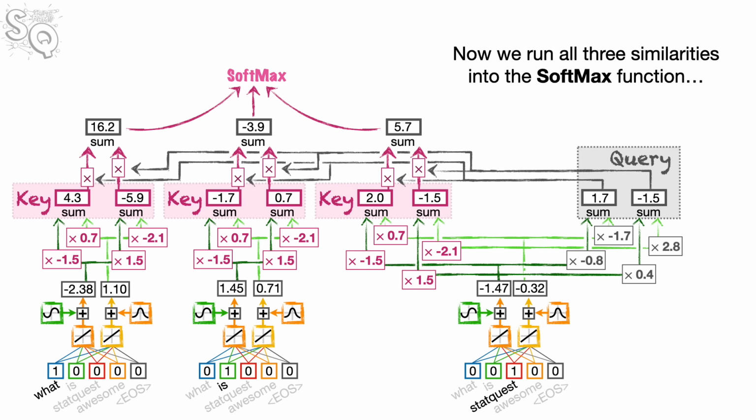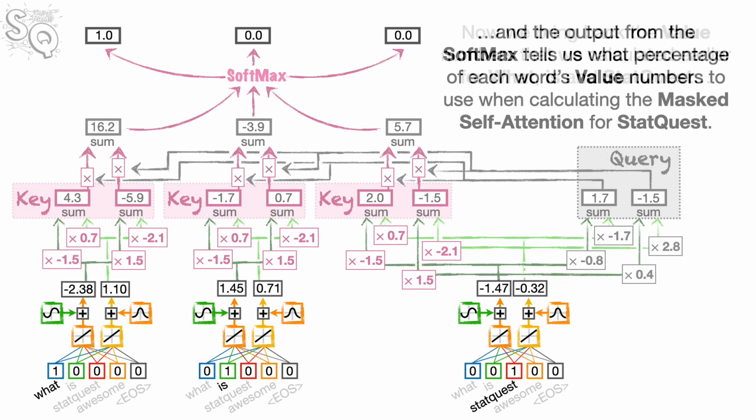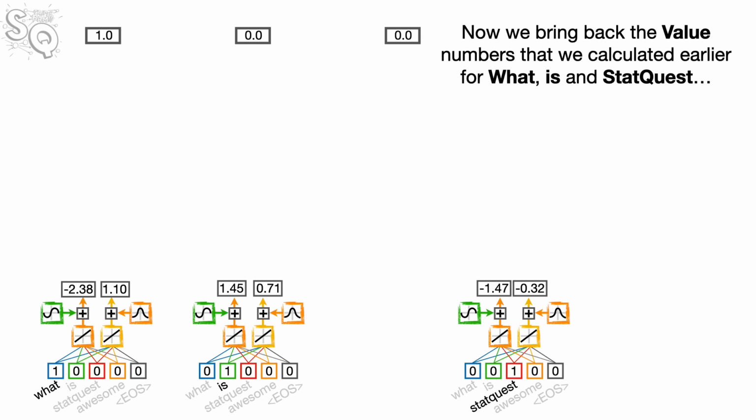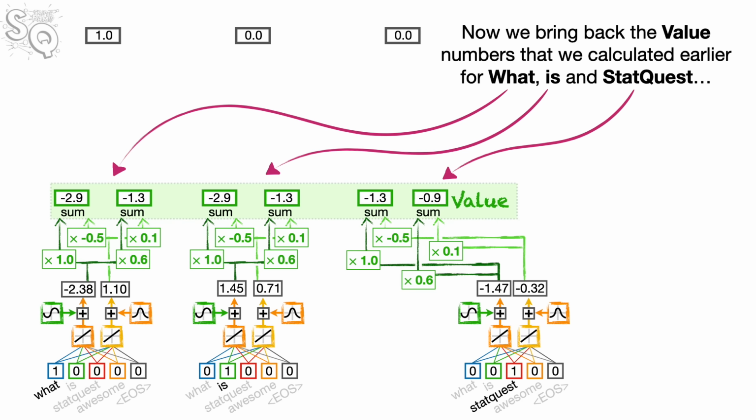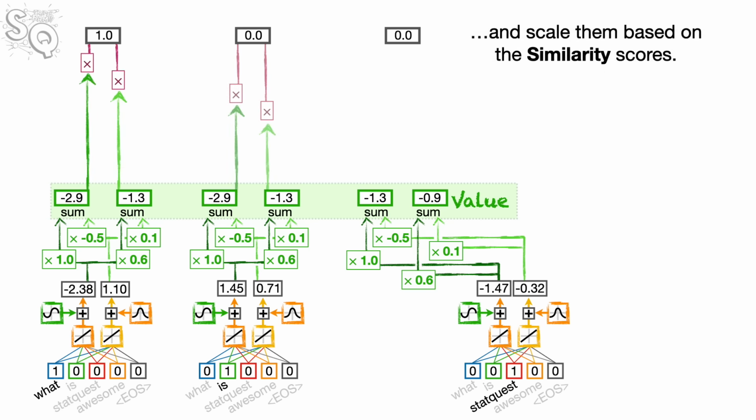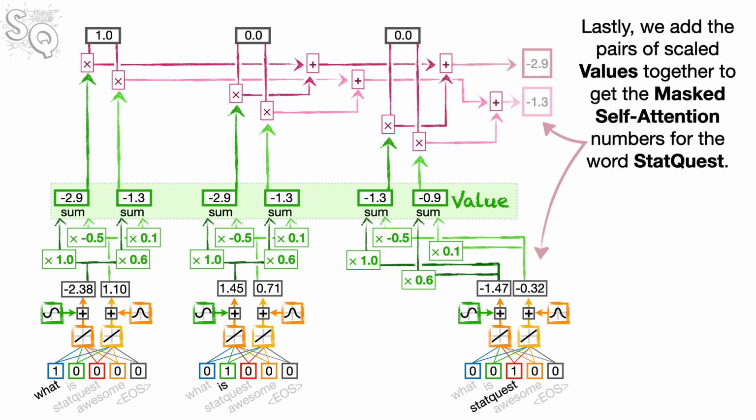Now we run all three similarities into the SoftMax function, and the output from the SoftMax tells us what percentage of each word's value numbers to use when calculating the masked self-attention for StatQuest. Now we bring back the value numbers that we calculated earlier for "what", "is", and StatQuest, and scale them based on the similarity scores. Lastly, we add the pairs of scaled values together to get the masked self-attention numbers for the word StatQuest.